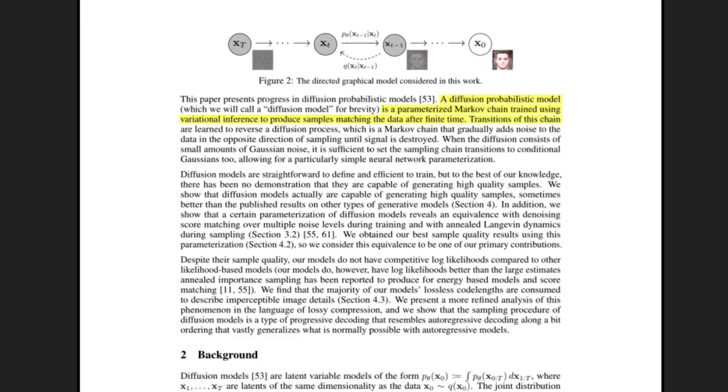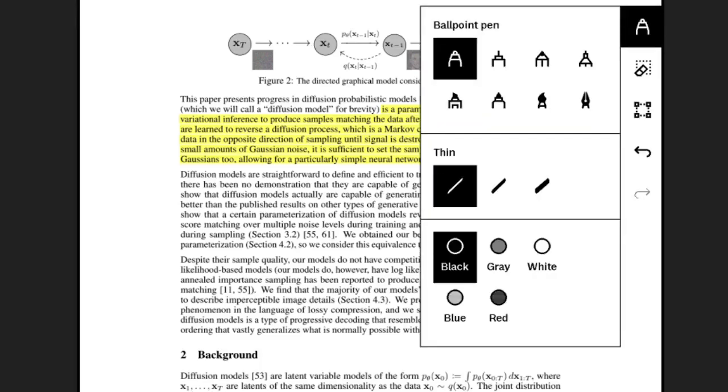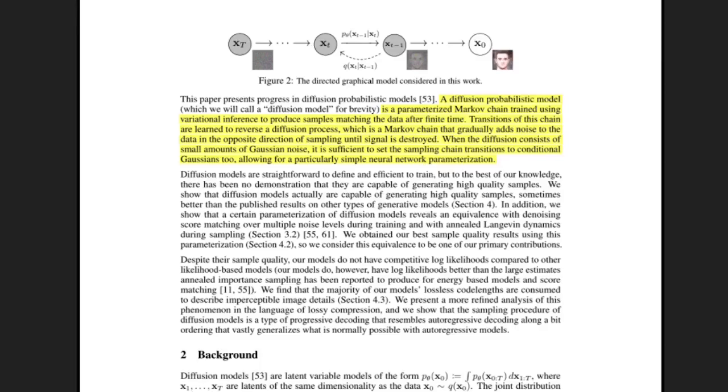Transitions over these chains are learned to reverse a diffusion process, which is a Markov chain that gradually adds noise to the data in the opposite direction of sampling until the signal is destroyed. When the diffusion consists of small amounts of Gaussian noise, it is sufficient to set the sampling chain transitions to conditional Gaussians too, allowing for particularly simple neural network parameterization. Okay, so all the idea is explained here. Let me try to explain it in more simple terms.